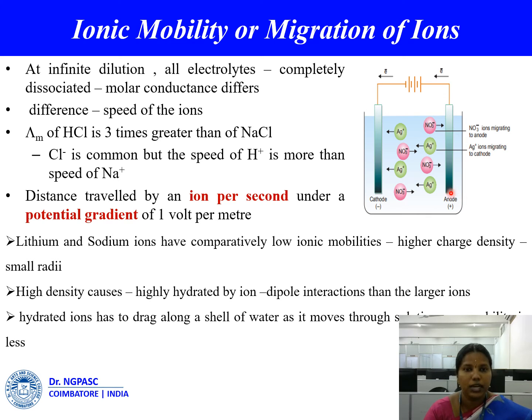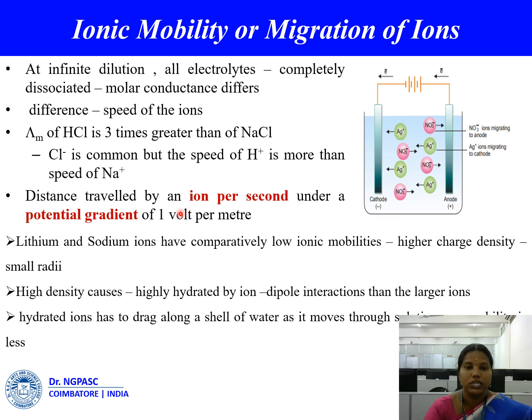So we have learned that at infinite dilution, all the electrolytes are completely dissociated. But there is some difference in the molar conductance values. What is the reason for this difference? The difference is because of the speed of the ions. Let us take the example of the molar conductance of HCl and NaCl. The value for HCl is found to be 3 times greater than NaCl. This is because the speed of the H plus ion is more than the speed of the Na plus ion. So this is due to ionic mobility.